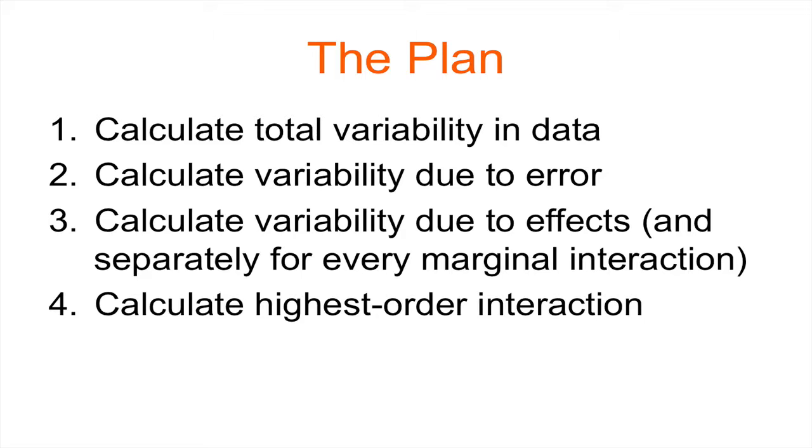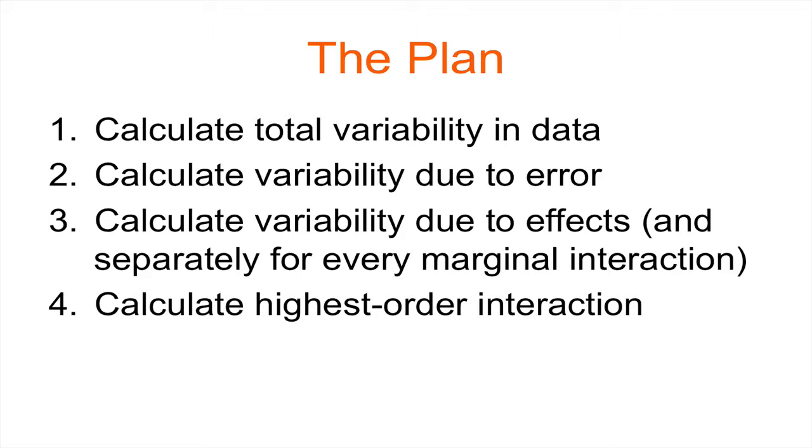So the next two points are, once we've calculated the total, we can calculate the variability due to error and the variability due to all our effects. Because of the way we calculate this, we have to do it separately for every marginal interaction. We saw in the two-way ANOVA video that if we have two variables, we can calculate the main effects of both those variables independently, and then calculate the total variability explained by our study, and then there are no other effects there.